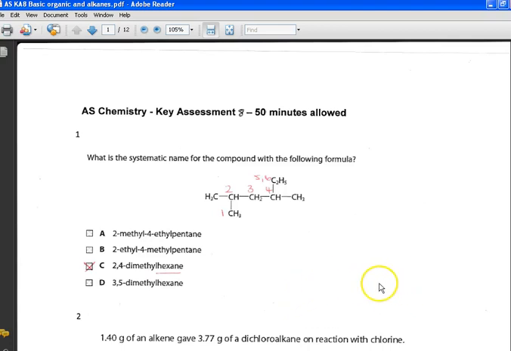Okay, morning everyone. Let's quickly go through this key assessment on basic organic chemistry and alkanes, with a few alkenes thrown in, I have to say. Okay, question one.